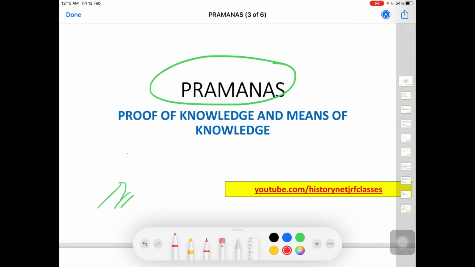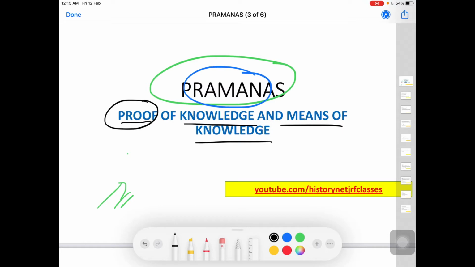So the first question is, what is Pramanas? Pramanas means proof, that you have some proof of any knowledge or any means of knowledge. Whatever knowledge or information you are giving or conveying to someone in any form, that should have a proof, that is known as Pramanas. So Pramanas equals proof of knowledge.